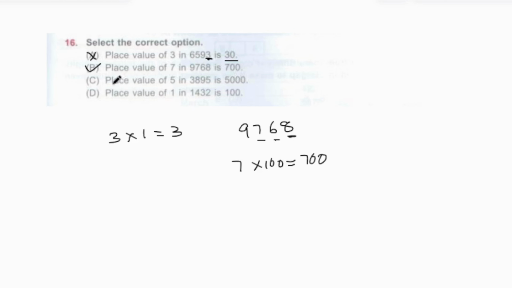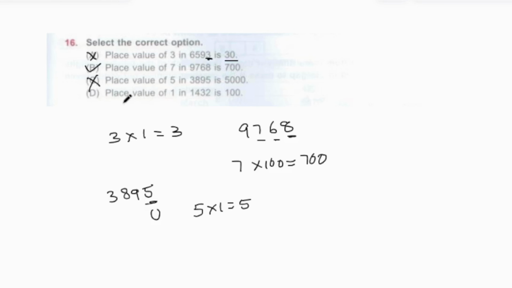Now let us still evaluate option C and D. Place value of 5 in 3895 is 5000. So let's write down 3895. 5 is in the units place or the ones place. So this will be written as 5 times 1, which is 5 and not 5000. So option C is incorrect.